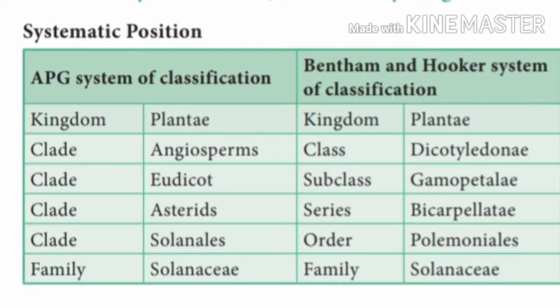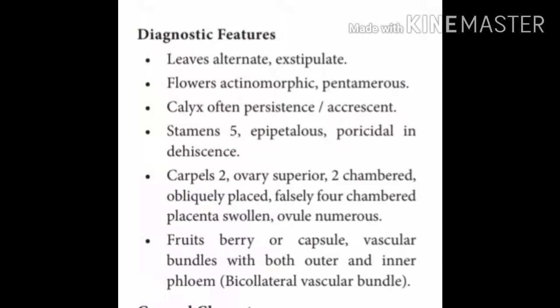Let's move to the distinguishing features of this family Solanaceae. The leaves are alternate. It doesn't have stipules, so it is exstipulate. Flowers are divided equally in all parts, therefore it is actinomorphic. Pentamerous, they are 5 in number. Often persistent. See, the calyx will be attached with the flower. The flower matures to form a fruit. The fruit will have the calyx on it even after it becomes a fruit.